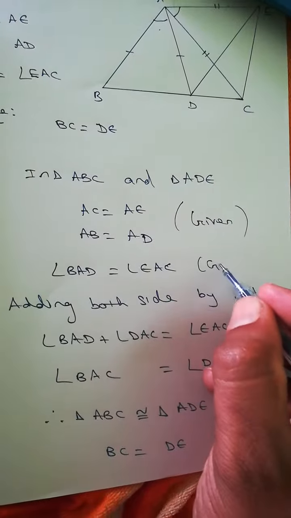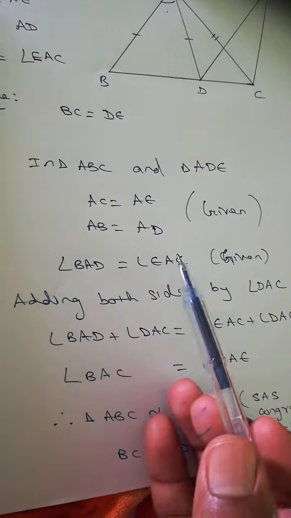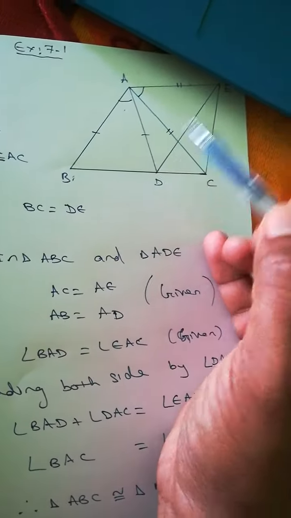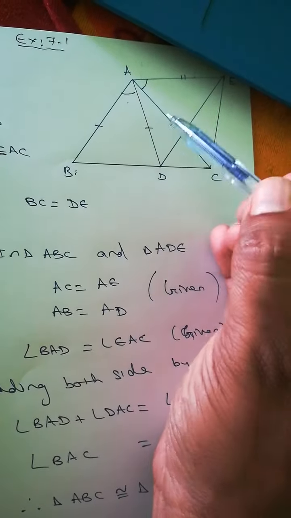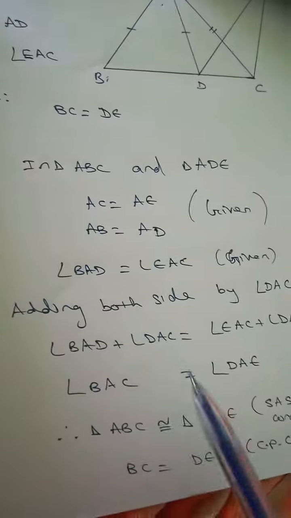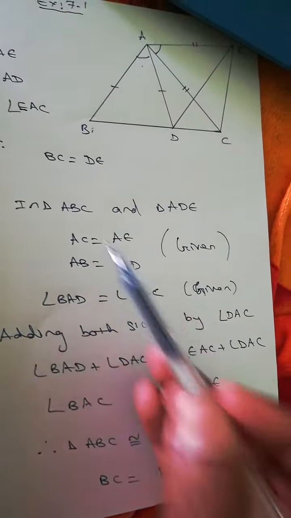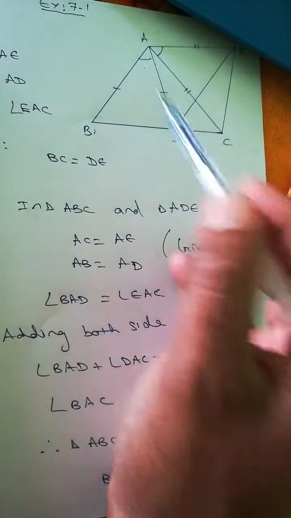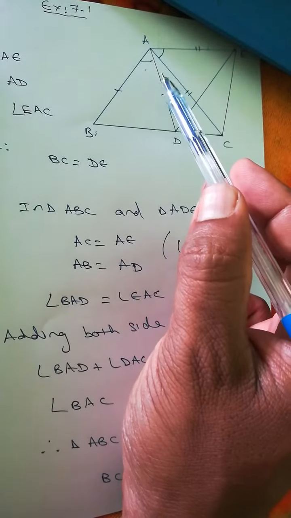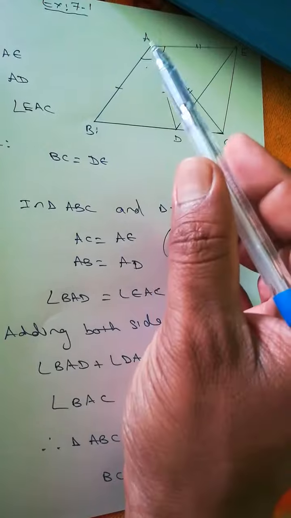Now we add angle DAC to both sides. This angle BAD and this angle EAC are given equal, and we are adding angle DAC to both sides. So BAD plus DAC equals EAC plus DAC. We are adding this angle to both sides. When we add these two together, we get angle BAC.